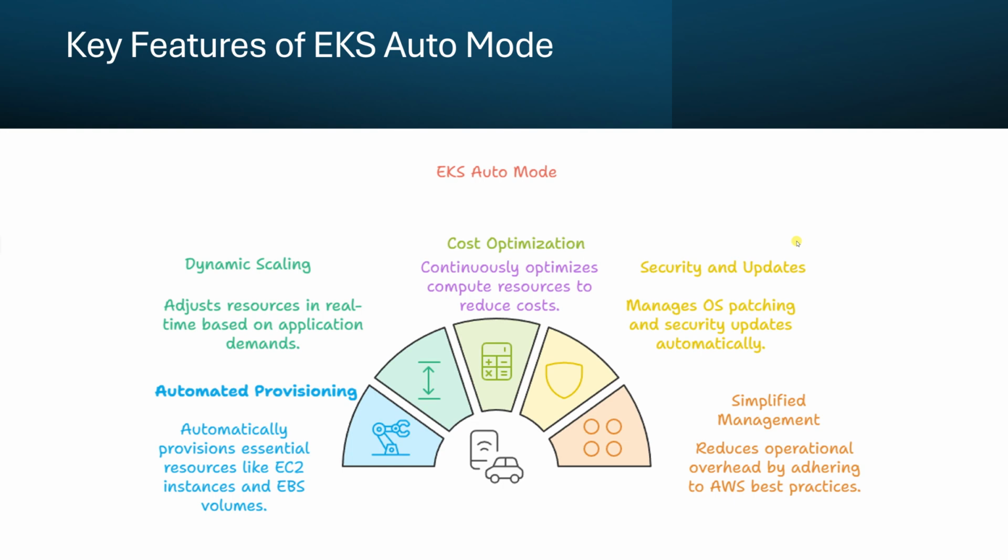So the key features of EKS Auto Mode, as I covered: it can automatically provision the EC2 resources, instances, and EBS volumes, and dynamically scale and adjust the resources in real time based on application demands. Cost optimization: continuously optimize your compute resources to reduce the cost. Security is the first priority, and it makes sure your OSs are patched and securely updated automatically. And simplified management reduces the operations overhead by adhering to AWS best practices.